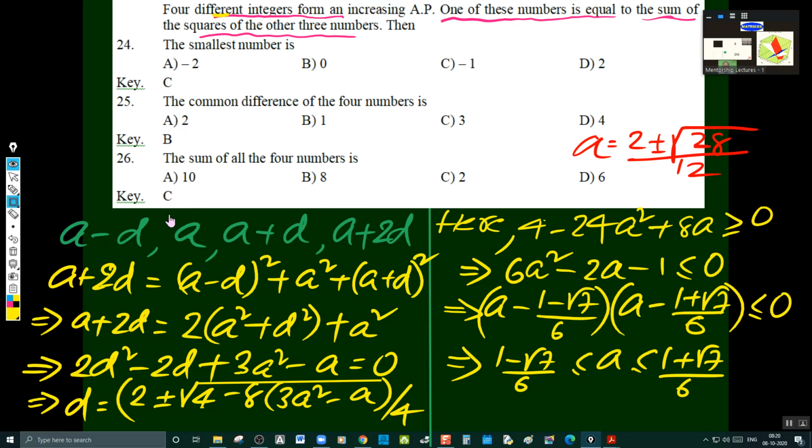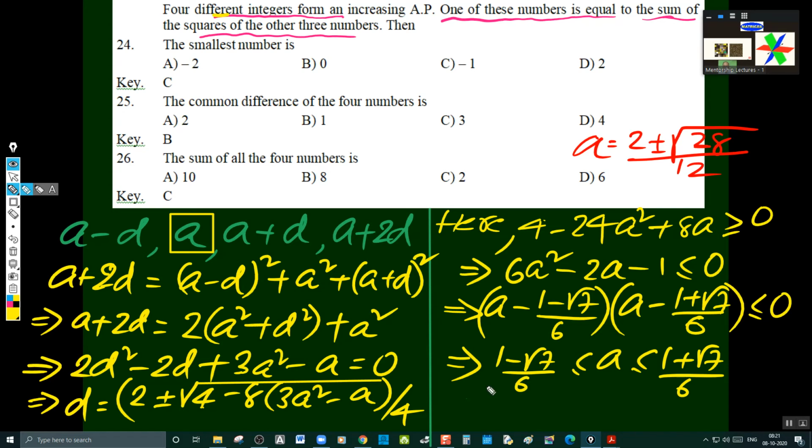We have taken the numbers such that we have a in between, because if four terms are in AP, you can take them as a minus 3D, a minus D, a plus D, a plus 3D. If you take it like that, you don't get a in that series. So I have taken a because I know that a is an integer.